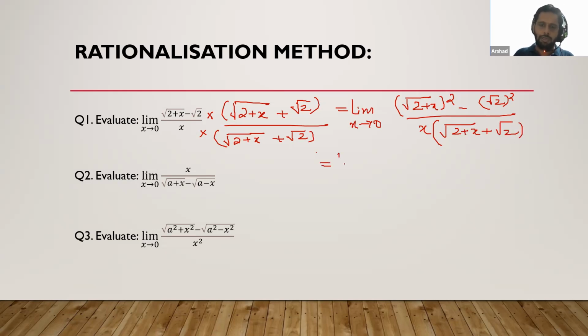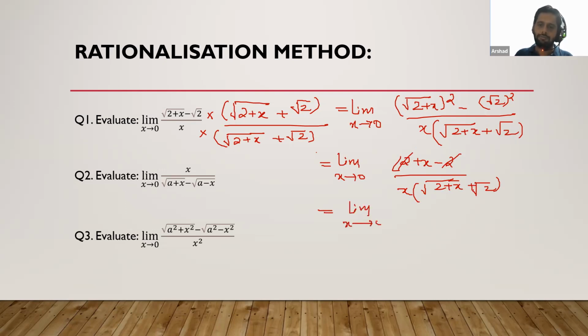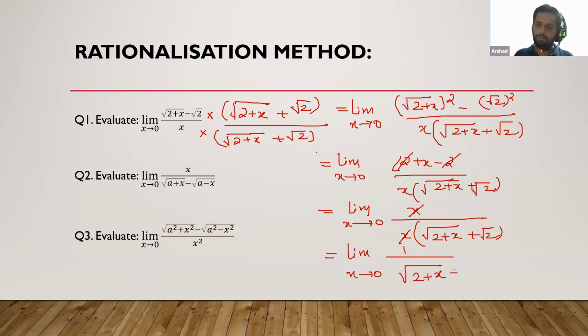This is equal to limit x tends to 0. And here what you will get: 2 plus x minus 2 by x under root 2 plus x plus root 2. So this 2 will cancel out. Okay. So finally you will get what? Limit x tends to 0, x by x under root 2 plus x plus root 2. Cancel out this x. So finally you will get limit x tends to 0, 1 by under root 2 plus x plus root 2.